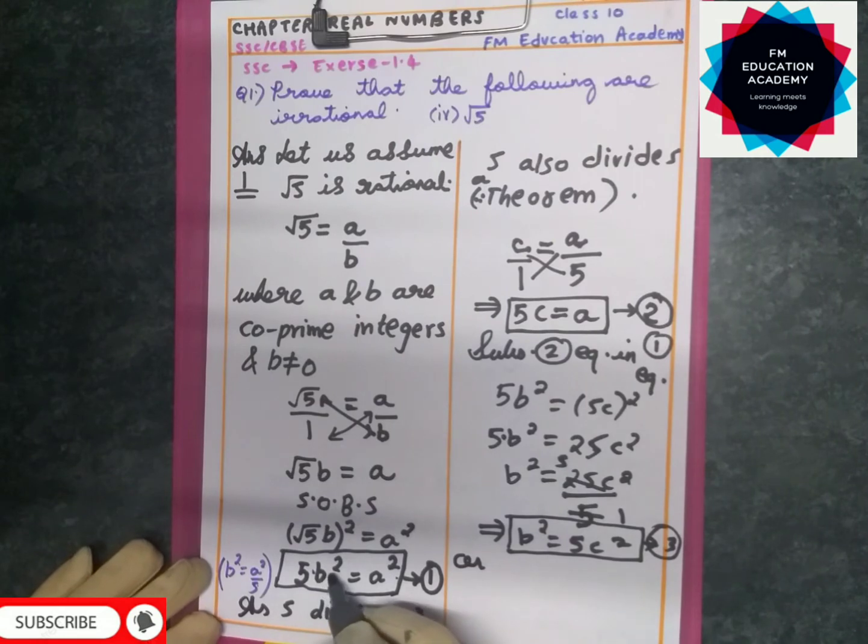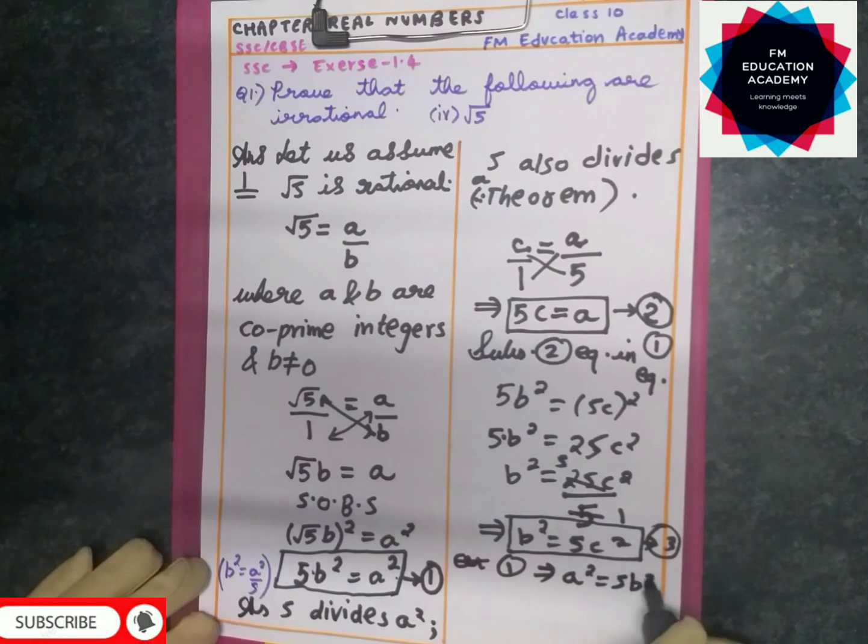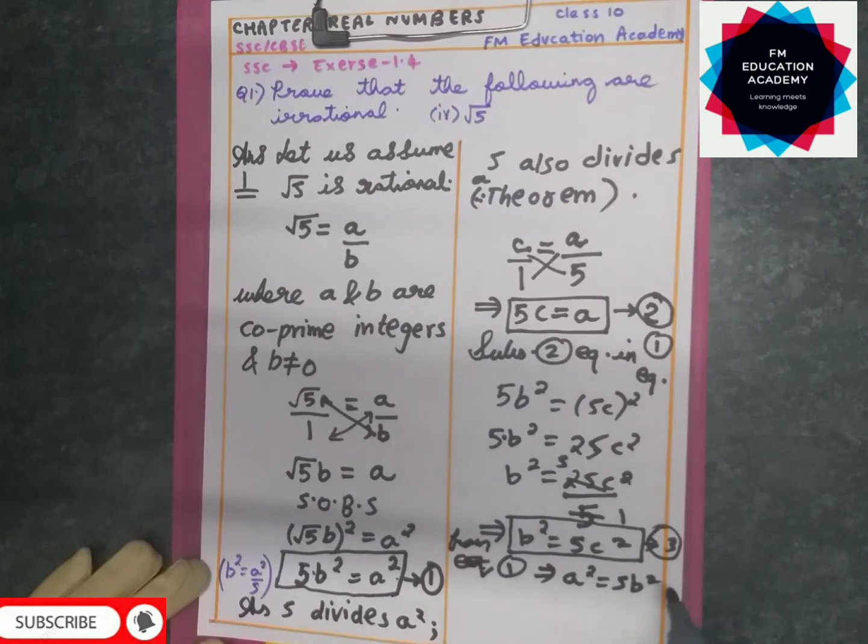The first equation, 5b square equals a square, I can write as a square equals 5b square. That is, what am I doing here? I am taking this 5b square to the RHS and this a square to the LHS. So a square I am writing as 5b square from equation 1. Now this I will make as equation 4.